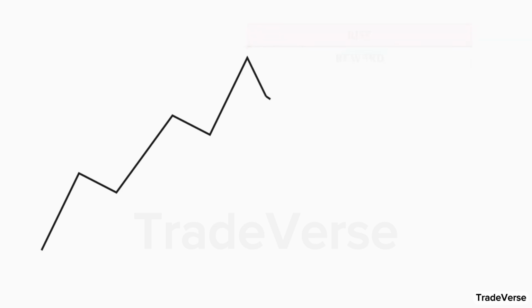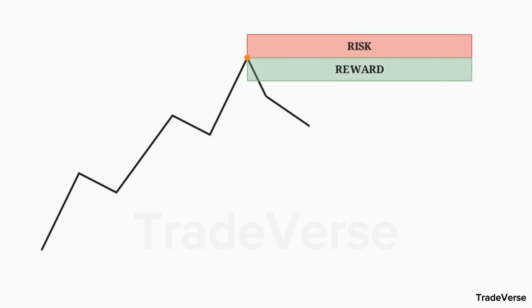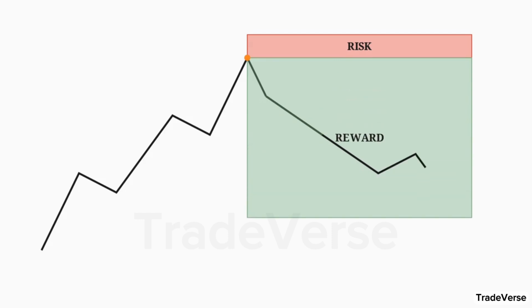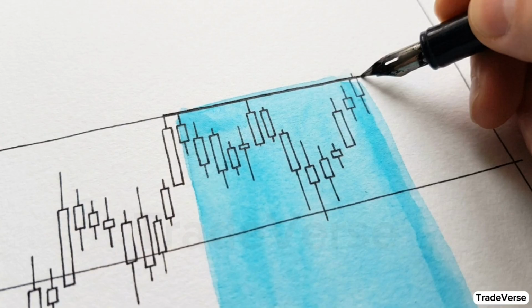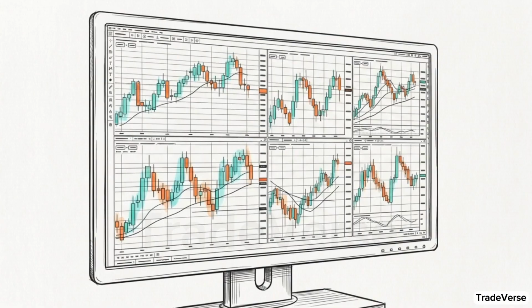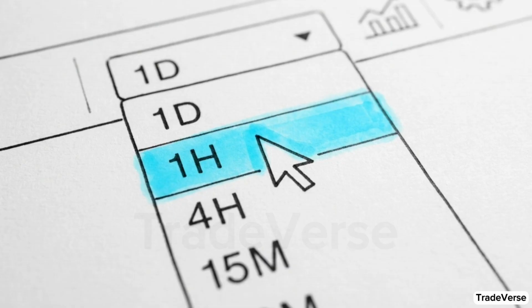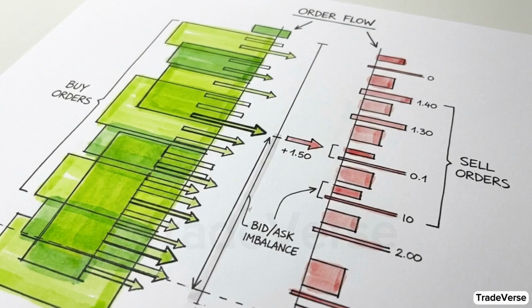By entering at the exact peak of the turning point, your exposure to risk is incredibly tight, leaving massive room on the downside for potential reward. Step 1 is mapping your boundaries. Open a higher timeframe chart, typically the 15-minute or 1-hour view. We need this macro perspective to figure out who is currently in control of the market.